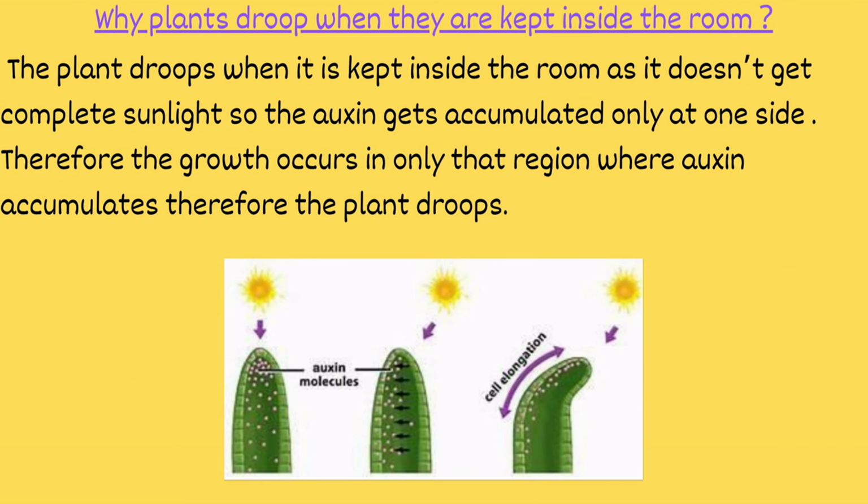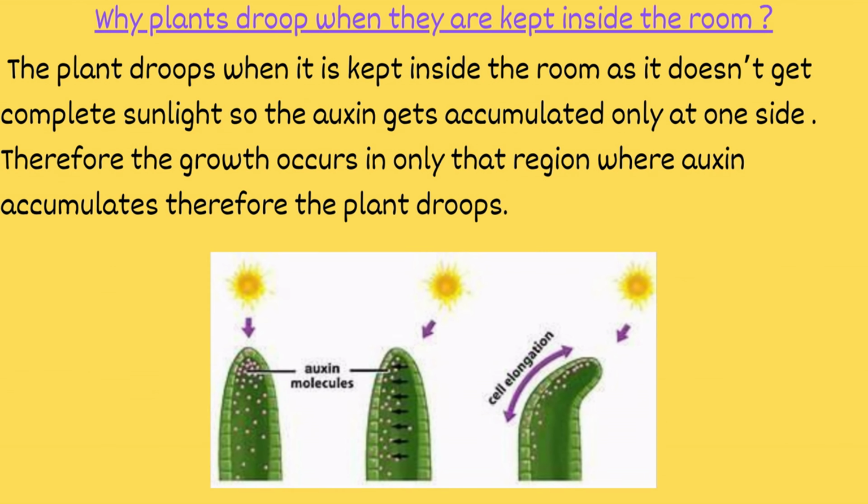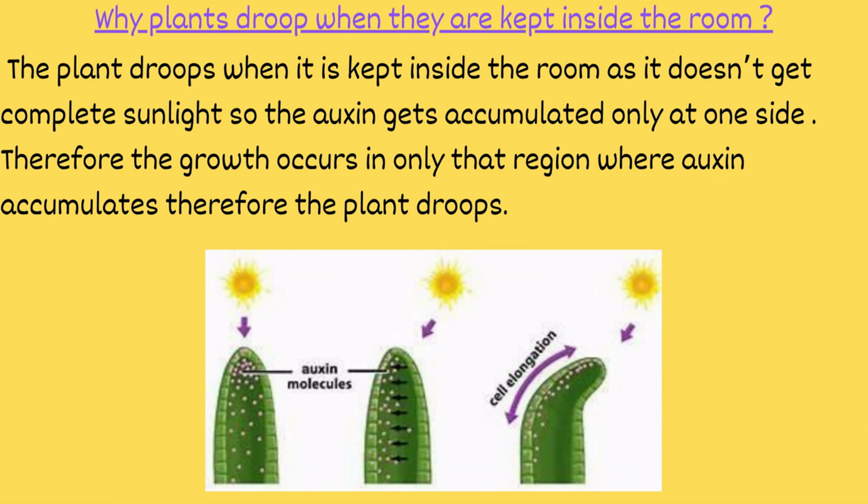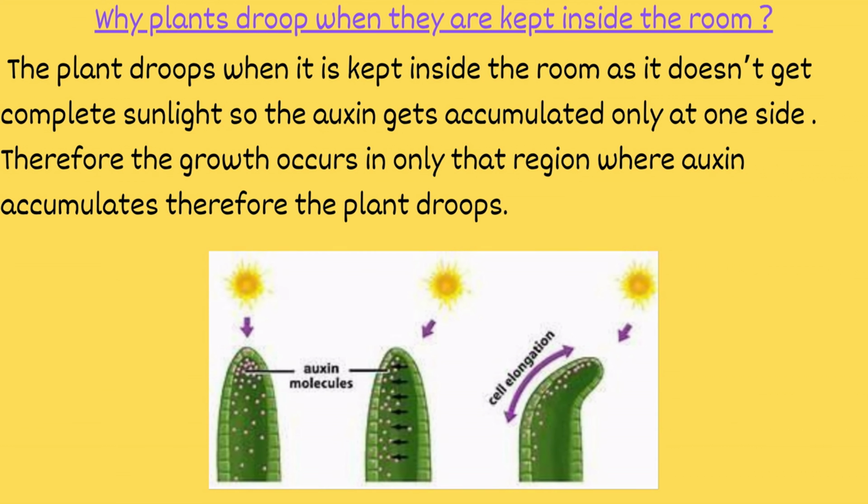Why do plants droop when they are kept inside the room? The plant droops when it is kept inside the room, as it doesn't get complete sunlight, so the auxin gets accumulated only at one side. Therefore, growth occurs only in that region where auxin accumulates, and therefore the plant droops.